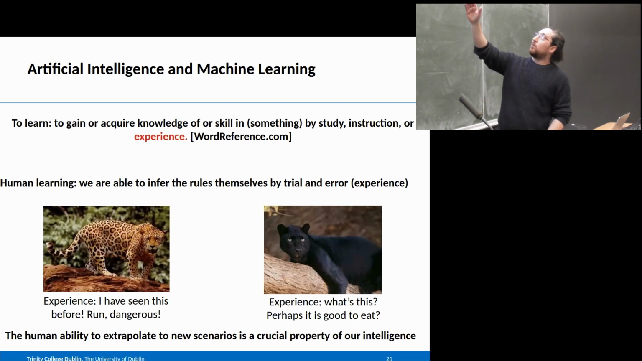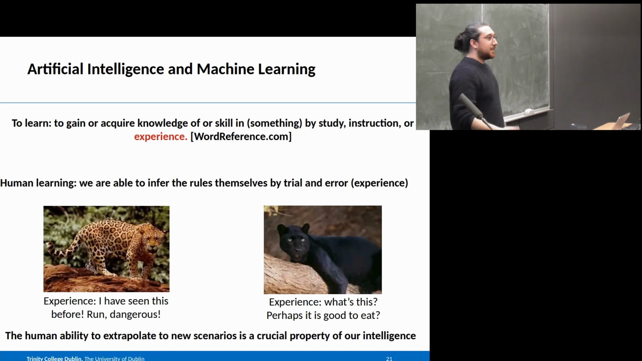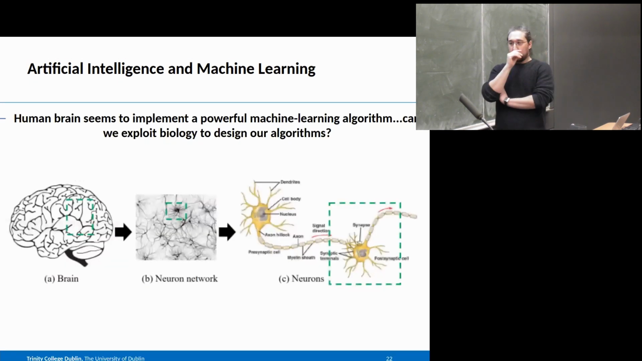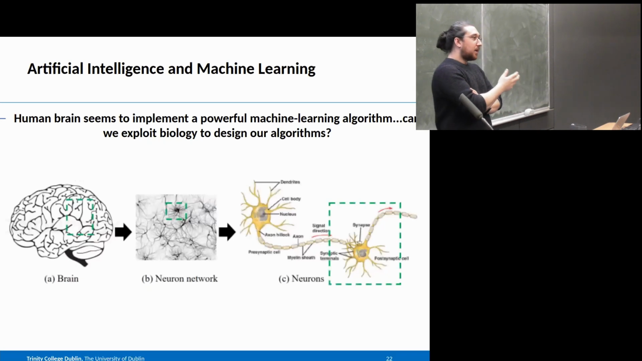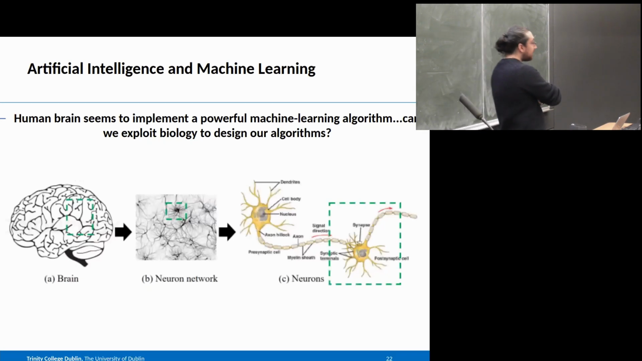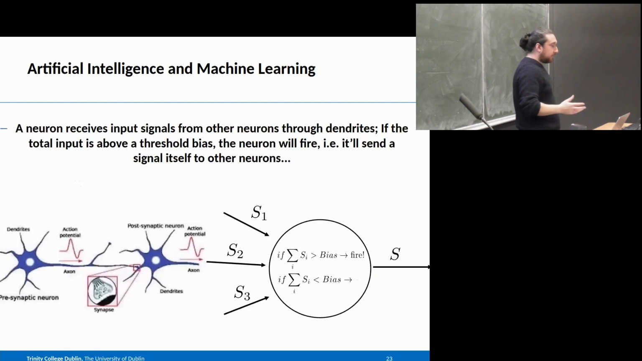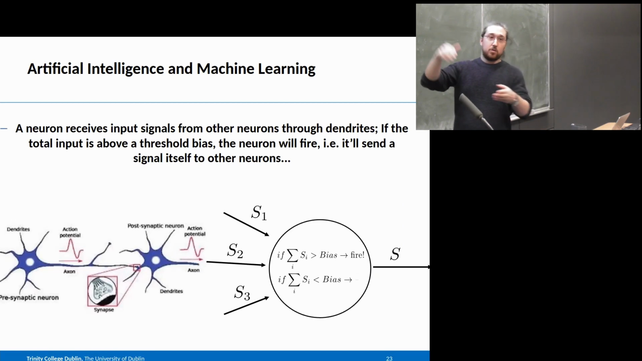So you have experience of a jaguar, but then when you see a panther, you're able to understand that there's something similar and that your response should be similar as well. So this is another trait that we would like to pass on to machines and algorithms. It seems like human beings are great at learning from experience. So let's look at biology to see if there is the key to understand how we can transmit this property to machines. Our brain is where everything happens. If you look at what the brain is made of, it's just a gigantic net of neurons. And the neuron itself is a relatively simple object from a biological point of view. What happens here is that you have many neurons connected to other neurons.